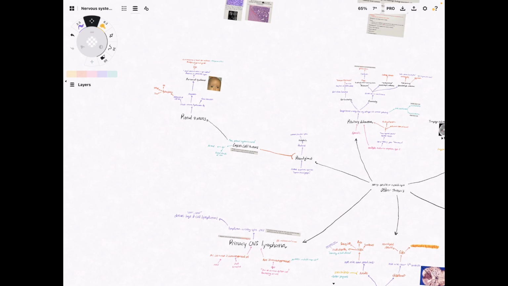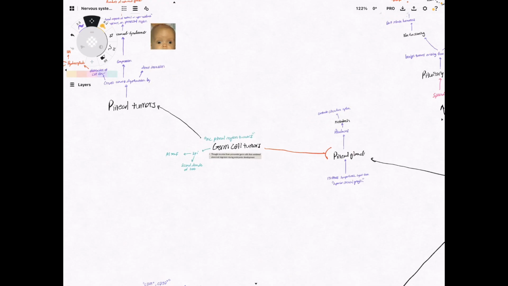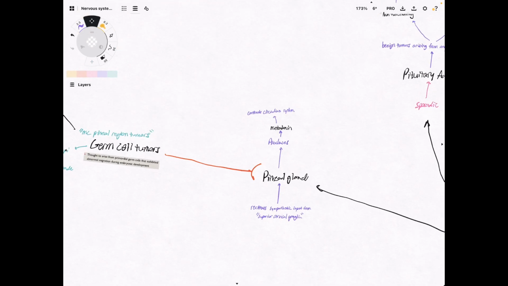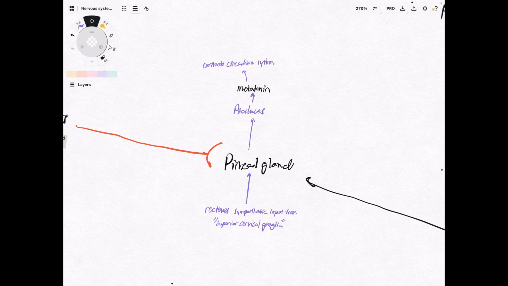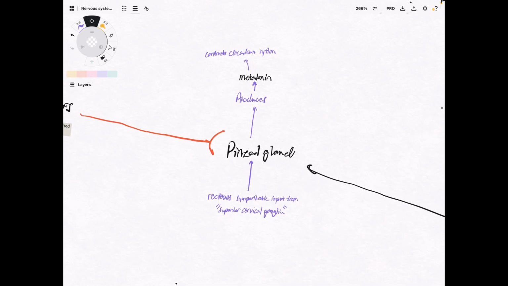So moving on, we're going to move on to germ cell tumors. So germ cell tumors are basically tumors that affect the pineal gland. And here's a little bit of a review of what the pineal gland does. It's going to be in charge of your circadian rhythm. So it releases melatonin, and that's going to be what controls your circadian rhythm, so your sleep-wake cycle.